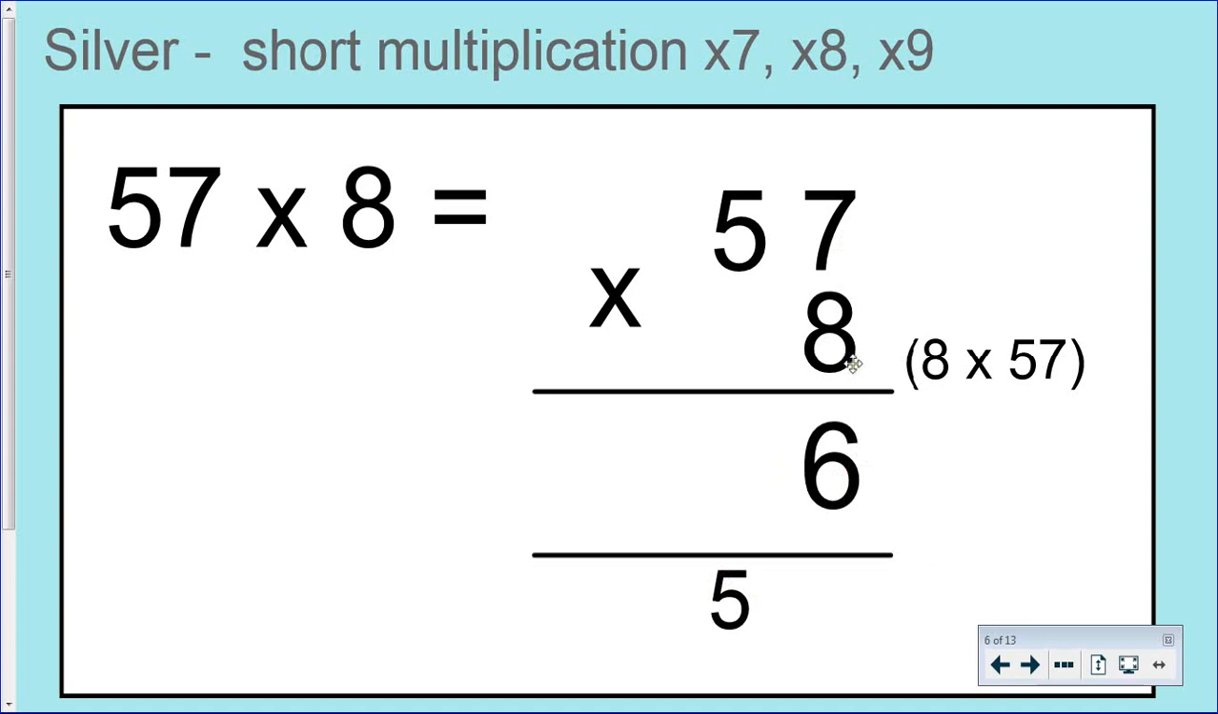Then I'm going to go to 5 times 8 is 40, but I must remember to add on what I popped under the line, what I exchanged up, so it should be 45. Again, I've come to the end of my calculation, so I don't need to pop the 4 underneath the line. I can just pop it in the next place value column. Okay, remember to line up all your digits nice and clearly and use 1 digit per box in your maths book. So this is an example of silver today.